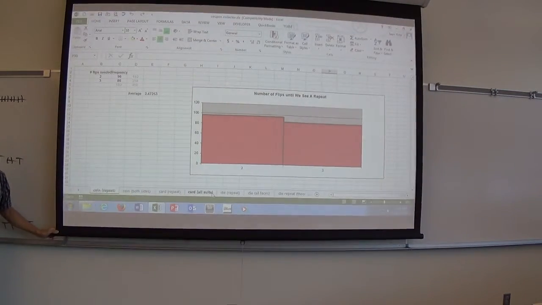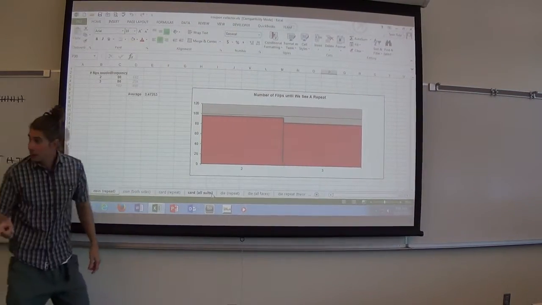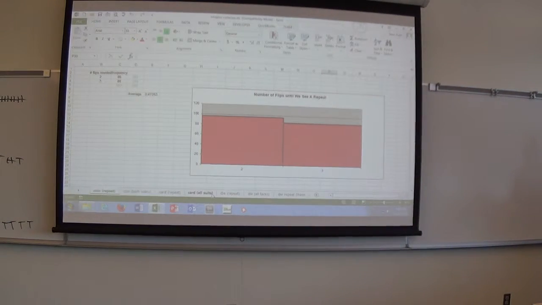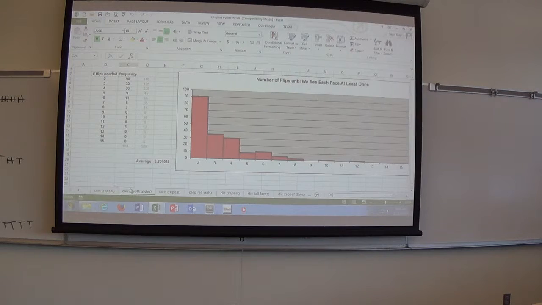Then we changed it, and I said, keep flipping until you have seen all the sides of the coin. And this is the results that we got. Beautiful results. I'm going to give Anya credit. She's not here right now, but she's the one that said it looks exponential. Does it look exponential? It does. It looks like an exponential decaying curve.